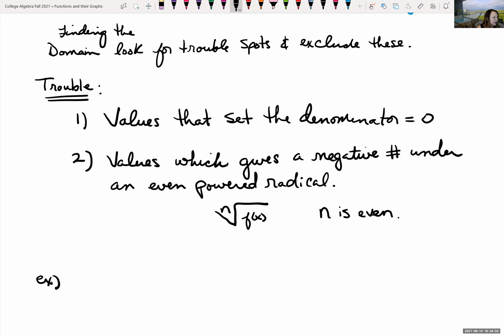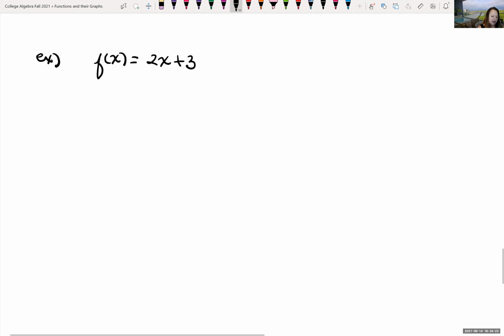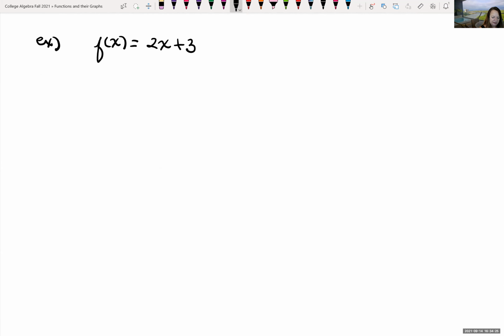So let's say that we're given that f of x is equal to 2x plus 3. So instead of writing this as y equals 2x plus 3, f of x is just another way of saying y, and that's just function notation. And we want to find the domain of this.